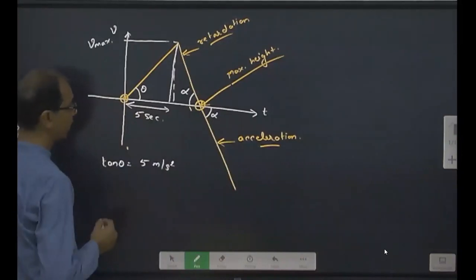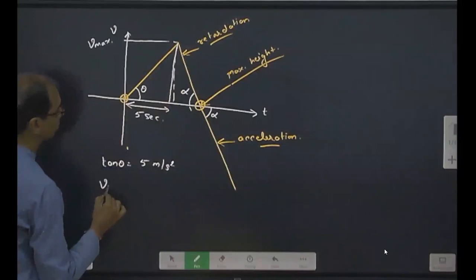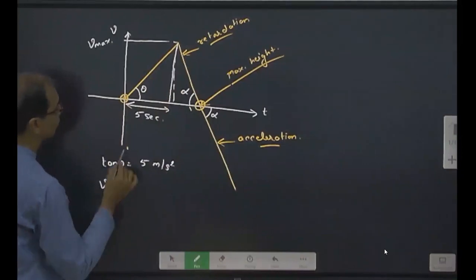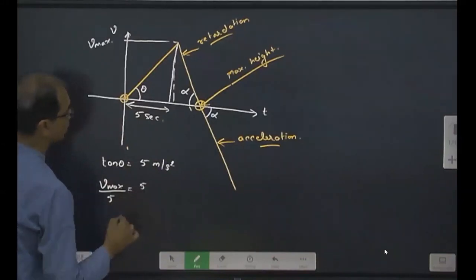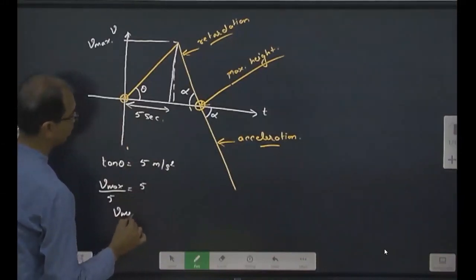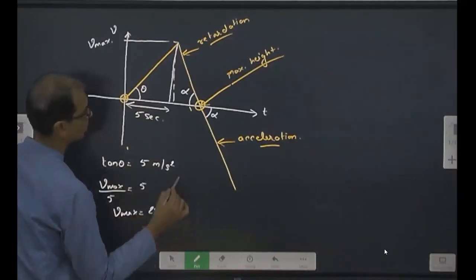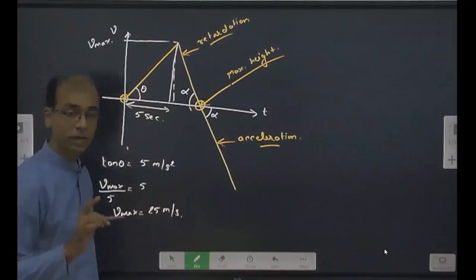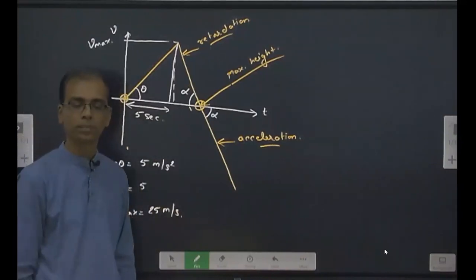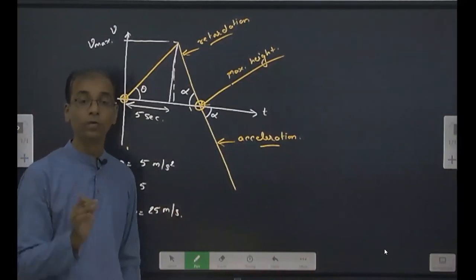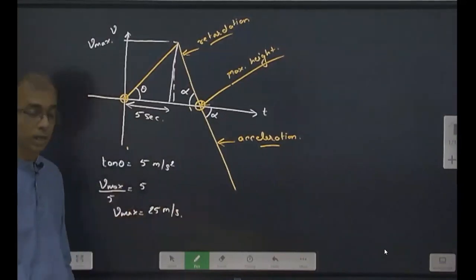So tan theta is 5. Here you see what I can write. We can write V maximum by t, what is t? 5, equal to 5 meters per second square. So V maximum is what? 25 meters per second. So that means after 5 seconds, the V maximum value is 25 meters per second. When the fuel finished, the speed of the rocket is 25 meters per second.